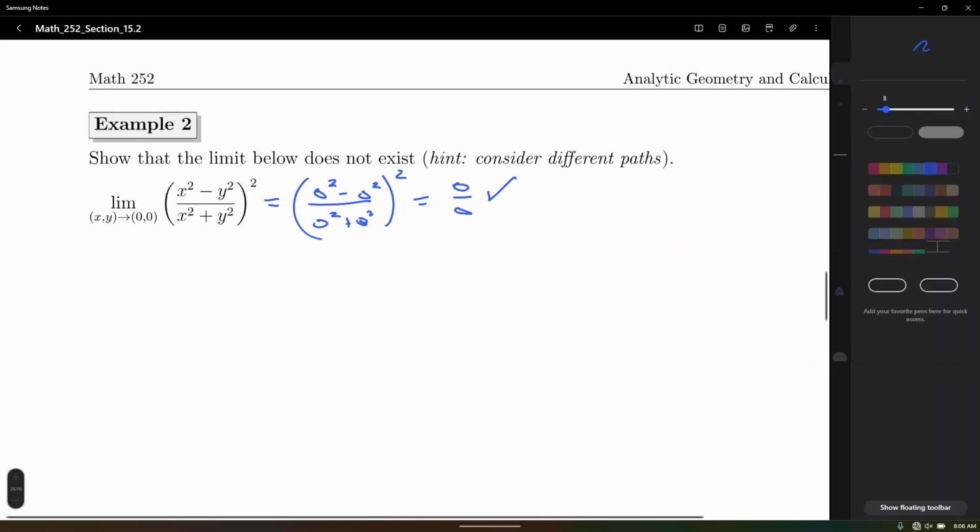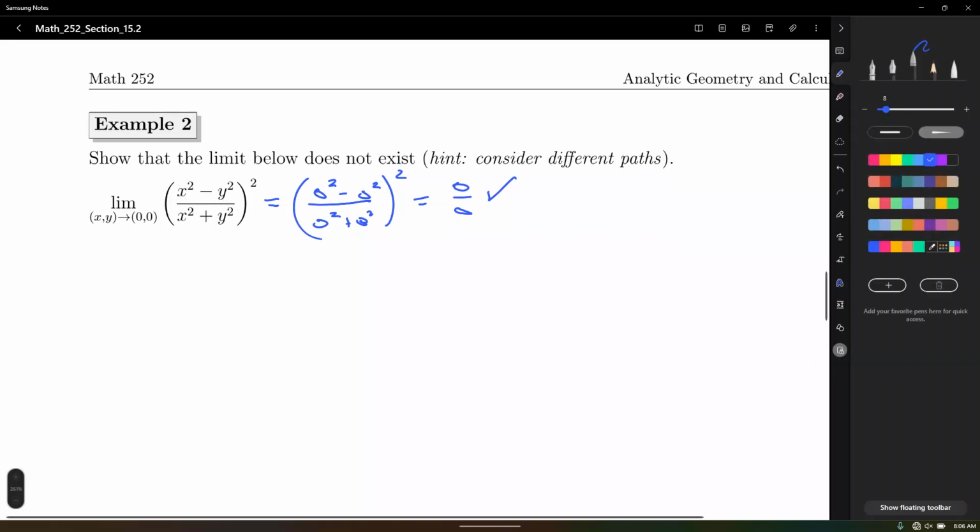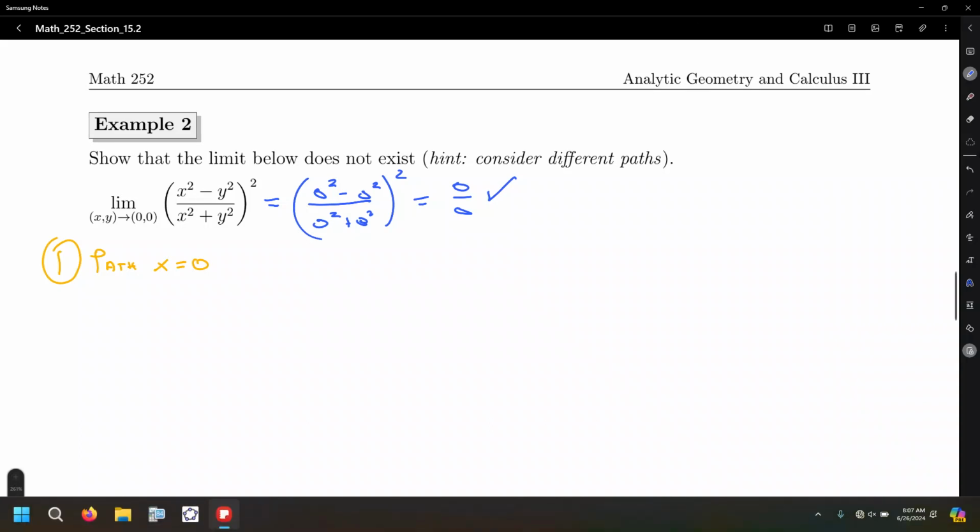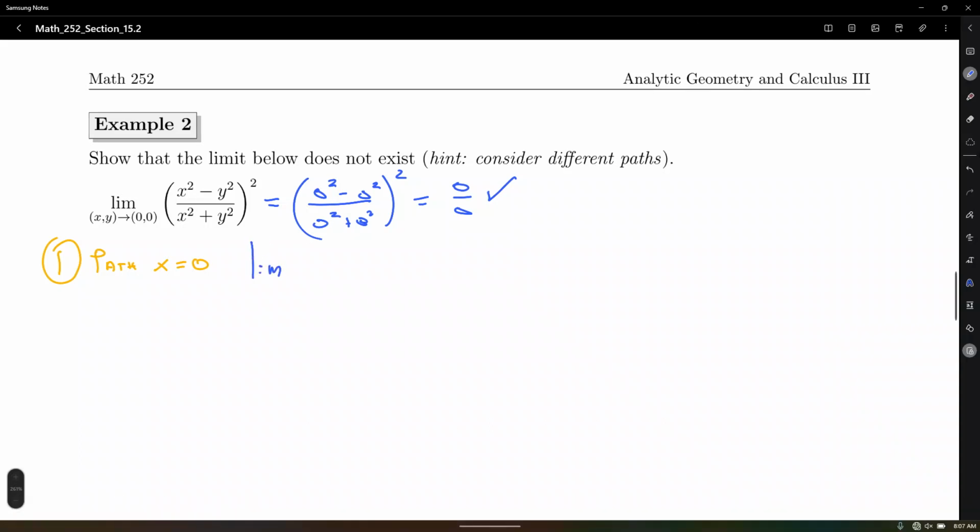So, for instance, what if I go about x equals to 0? So the first path, along x equals to 0. Here is what we're going to do. We're going to compute the limit, and I'm going to replace x equals to 0 for every instance of x you see in the limit expression. That is 0 squared minus y squared over 0 squared plus y squared, everything squared.